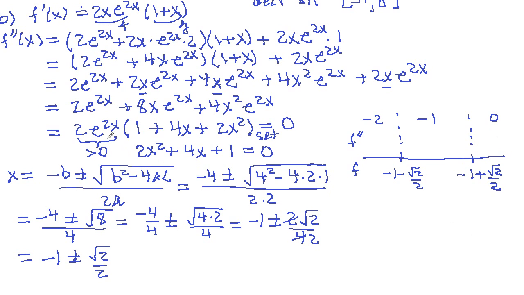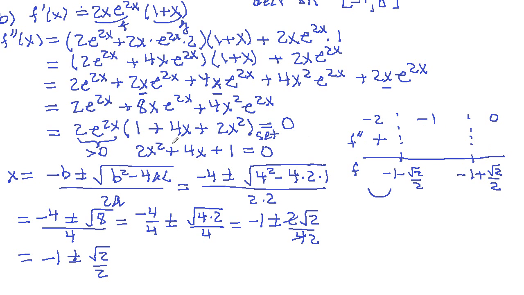And we're going to substitute those into our f double prime. So if you plug a negative 2 in, well, e to any power is always positive. This piece is always positive, so we just need that piece there. So we would have 1, 4 times negative 2, negative 8, and then 2 times negative 2 squared. Negative 2 squared is 4, so that's a positive 8. So we have 1 minus 8 plus 8 is 1, so that is positive. So we are concave up.